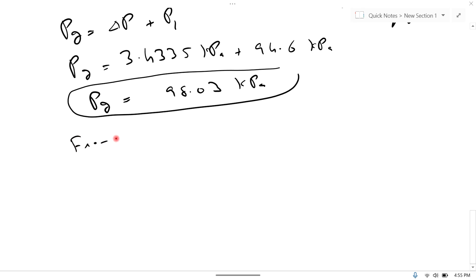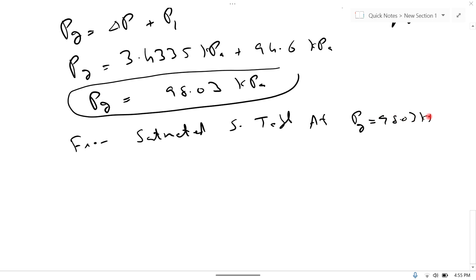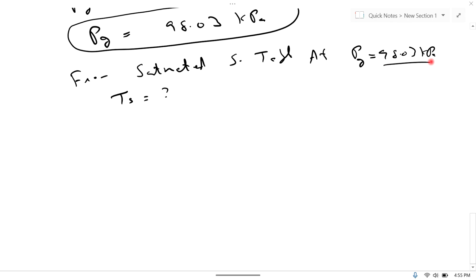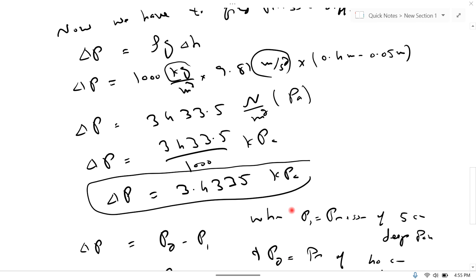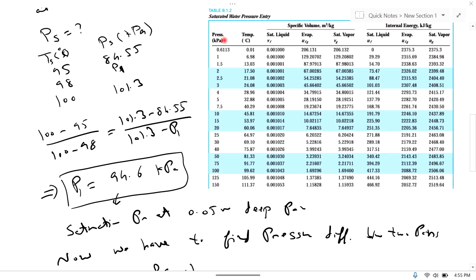So from the saturated steam table, at a pressure of 98.03 kilopascal, we have to find the saturation temperature. 98.03 kilopascal is not available, so we will do interpolation. Pressure is in kilopascal and temperature in degrees centigrade. In the steam table of pressure, 75 and 100 kilopascal are available and 98.03 is not available.